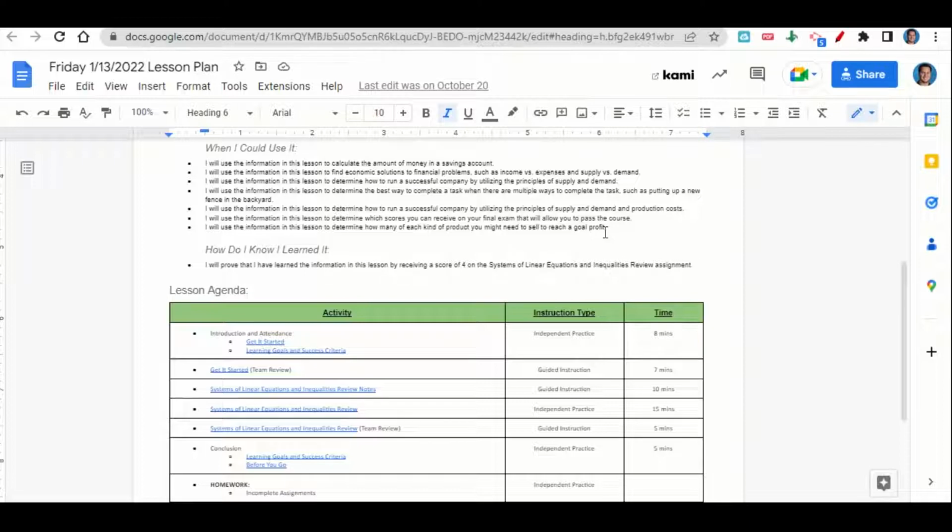After that, we'll go over the Systems of Linear Equations and Inequalities Review Notes, and then I'll give you time to complete the Systems of Linear Equations and Inequalities Review Assignment. Once you've completed the assignment, we'll go over it together and answer any questions that you may have. At the end of class, we'll go back over our learning goals and success criteria while you fill out your Before You Go. Your only homework for tonight is to work on any incomplete assignments that you may have.